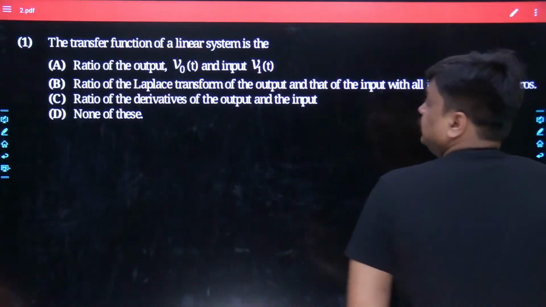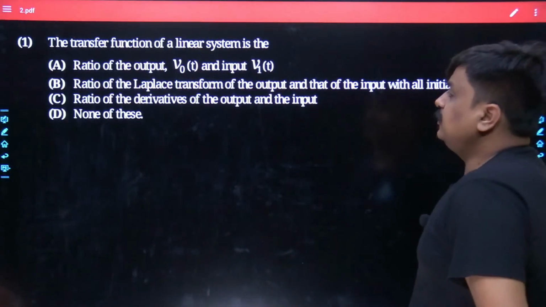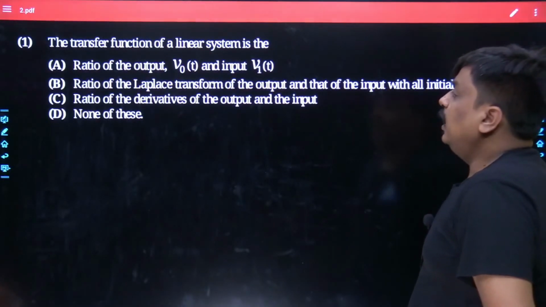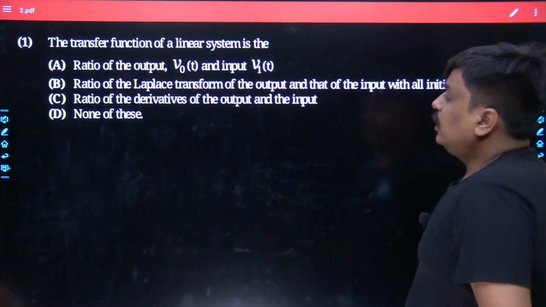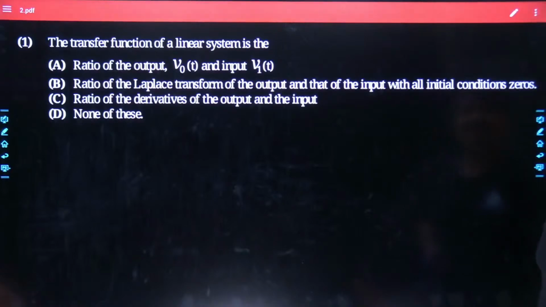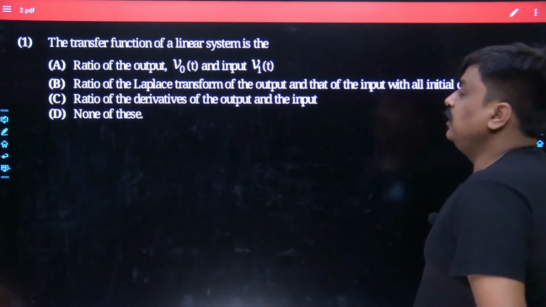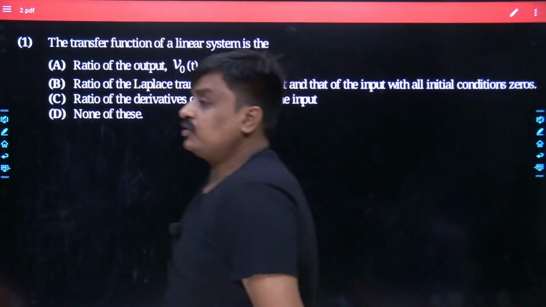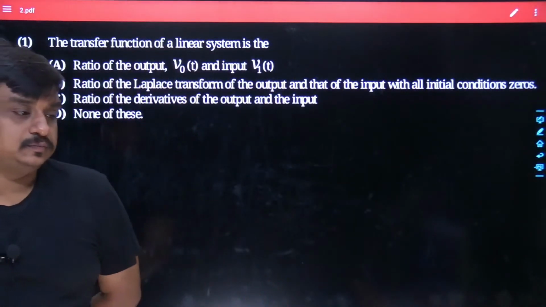The problem states: the transfer function of a linear system is, and the options are: the ratio of the output V0(t) and the input Vin(t); the ratio of the Laplace transformation of the output and that of the input with all initial conditions 0; the ratio of the derivative of the output and the input; none of this. Tell me what would be the precise answer for this given problem.